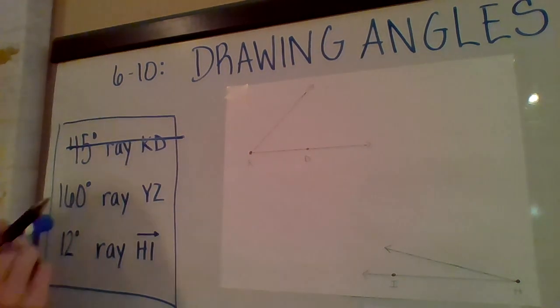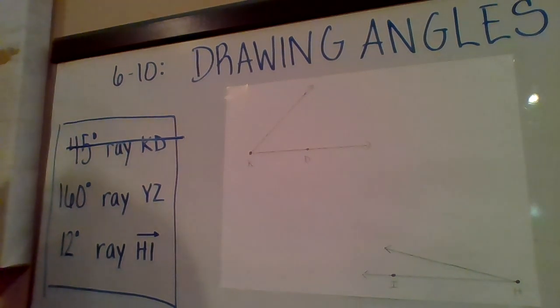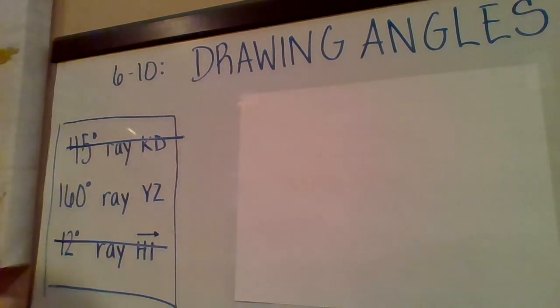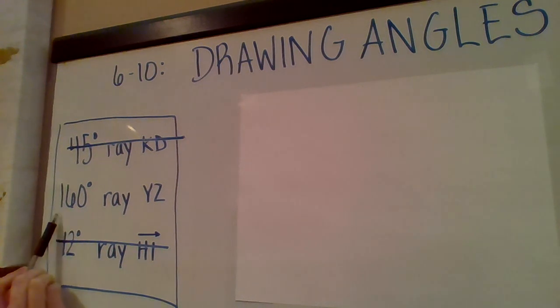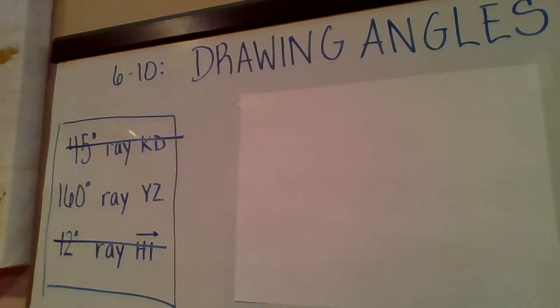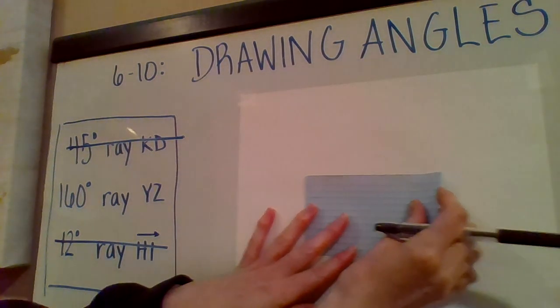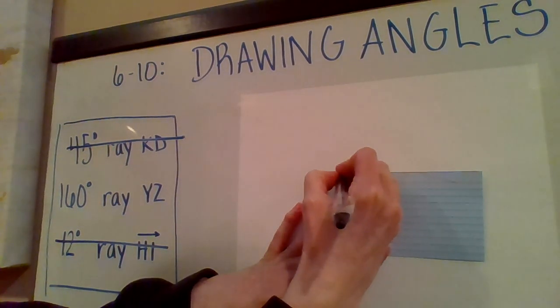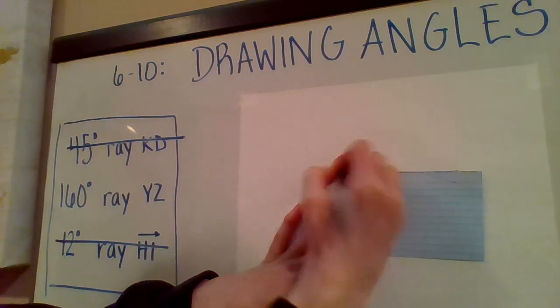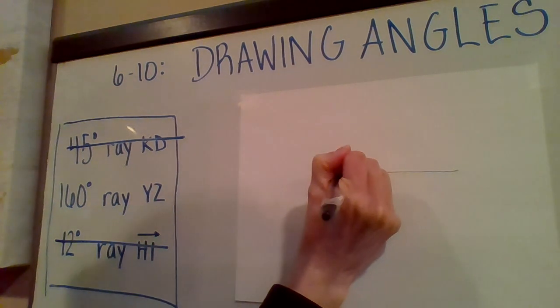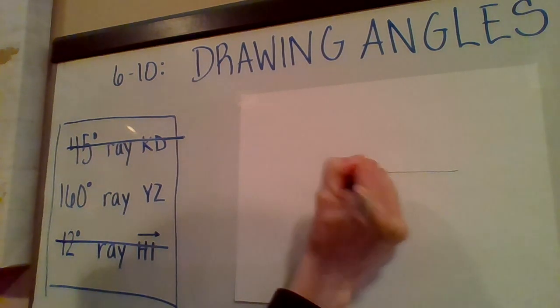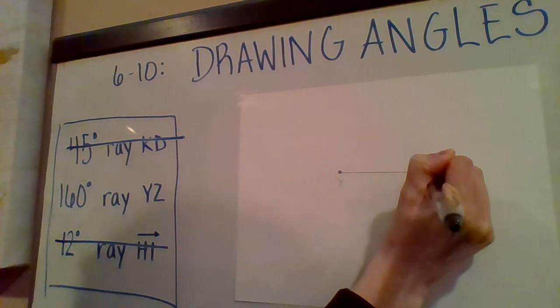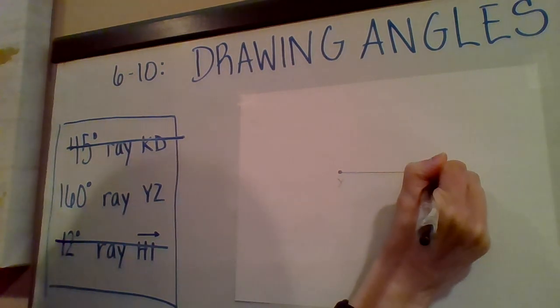Okay, so now we're going to try 160 degrees. So I'm going to set that. Okay, I have this set up, and I am going to make a 160-degree angle using ray YZ. And you have nothing on that paper, and I'll show you how I do it. All I do is I make a straight line with my straight edge. Ray Y. And I remember, just put another endpoint, YZ.